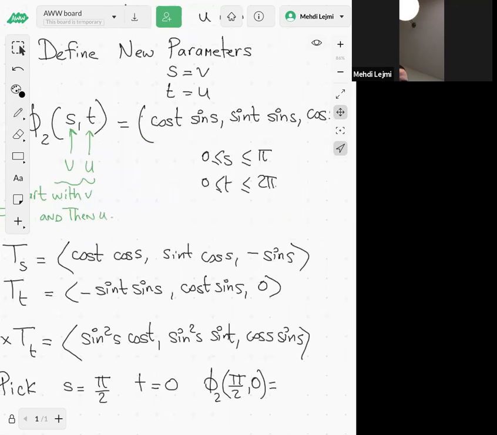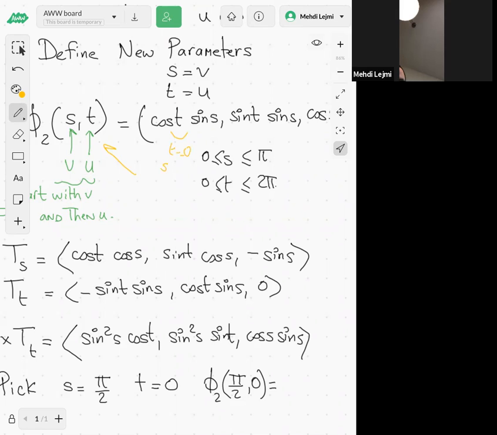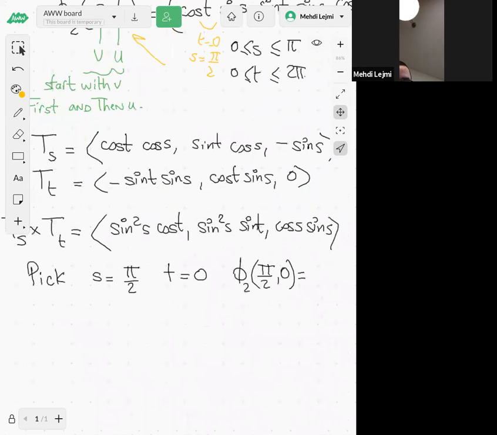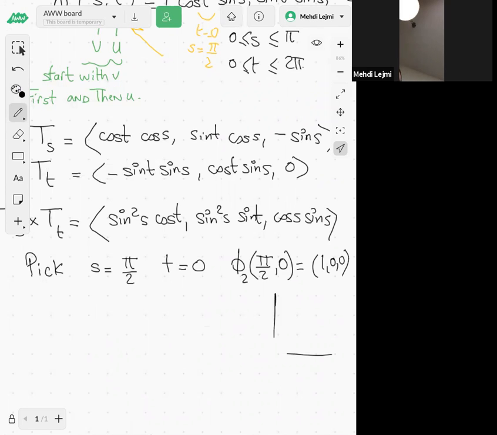So here's my phi 2, right? We're saying t is 0 and s is pi over 2. So that will be 1, sine of 0 is 0, and then cosine of pi over 2 is 0. So that will be again the same point, the point 1, 0, 0. So again, I'm going to have this point here, the point 1, 0, 0.